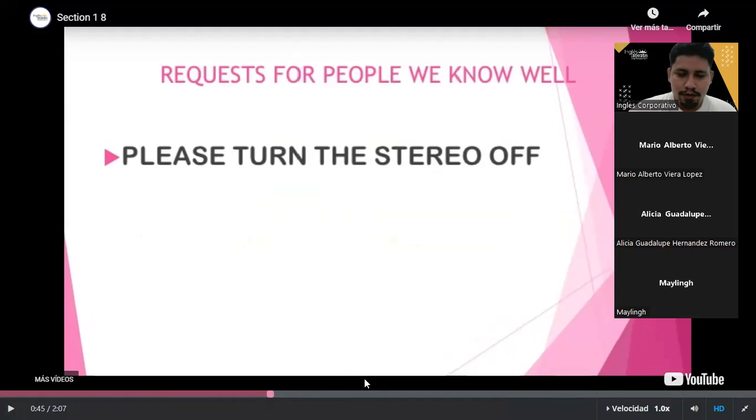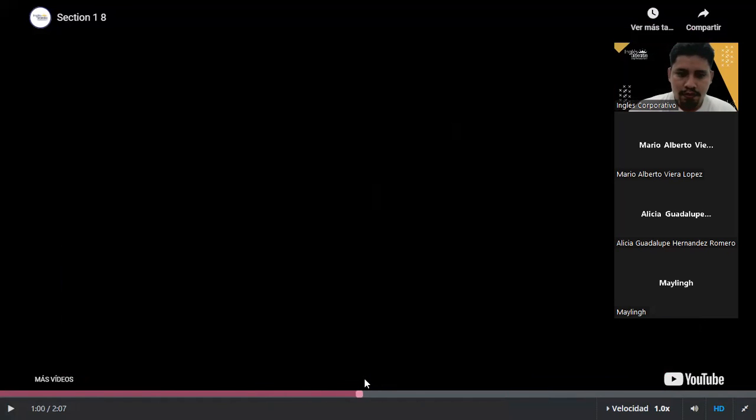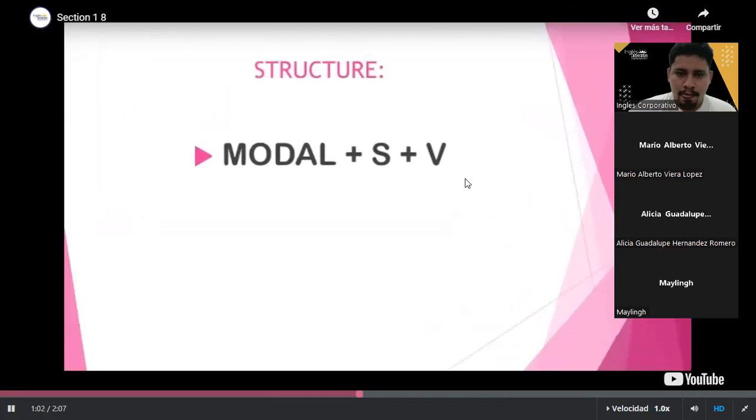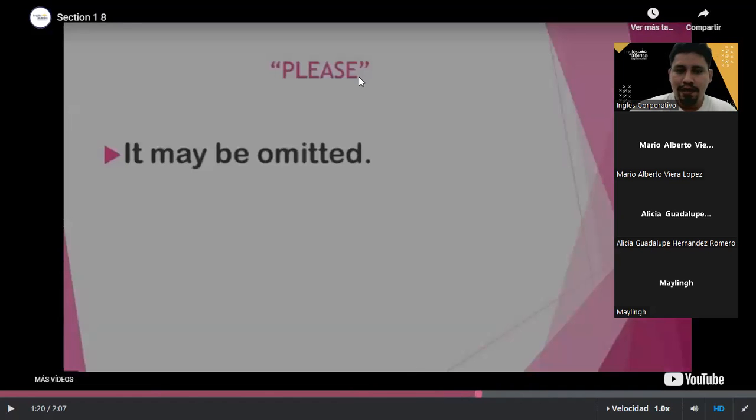I just want to show you something here. Notice the structure, modal. There you have the structure that we use for questions. We're going to use modal plus subject plus verb, as I mentioned before. And also, in the case of the word please, it may be omitted, or we can include it or not. That's optional, but it's going to depend on the context in which we are asking something.